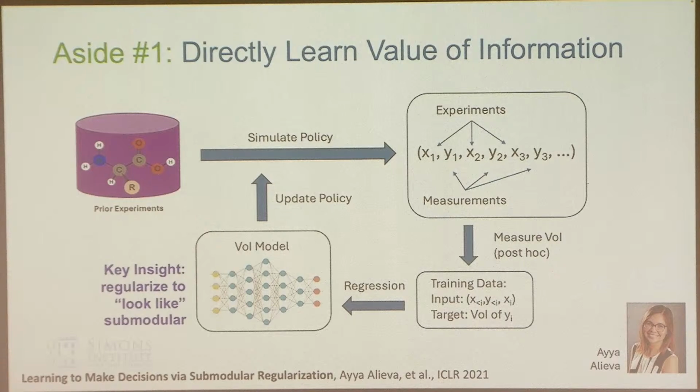There's a key insight to making this work, which is that most value of information functions look submodular, which is a technical term for it looks like it has diminishing returns. And you have to do a special trick to regularize these VOI models to look like a submodular function to get this to generalize well. This is work by Aya Aliva, who was an undergrad at Caltech, now is a PhD student at Stanford.